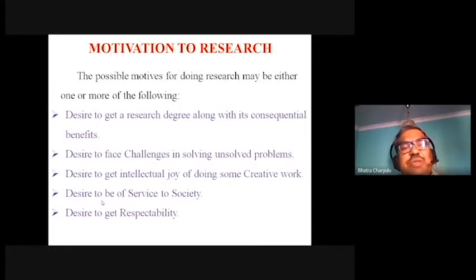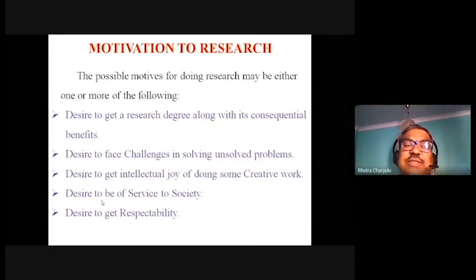What is the motivation for research? The possible motives for doing research may be one or more of the following: desire to get a research degree along with its consequential benefits. Whatever degree you are obtaining, it may be a master of philosophy, or a doctor of philosophy, or a postdoctoral. So it depends upon that.